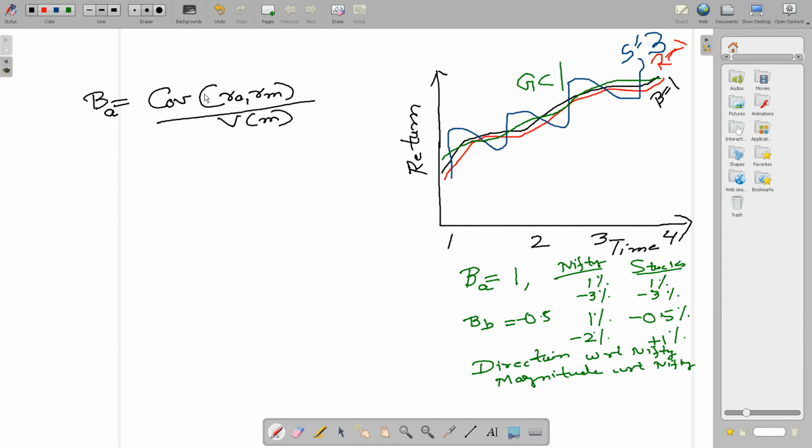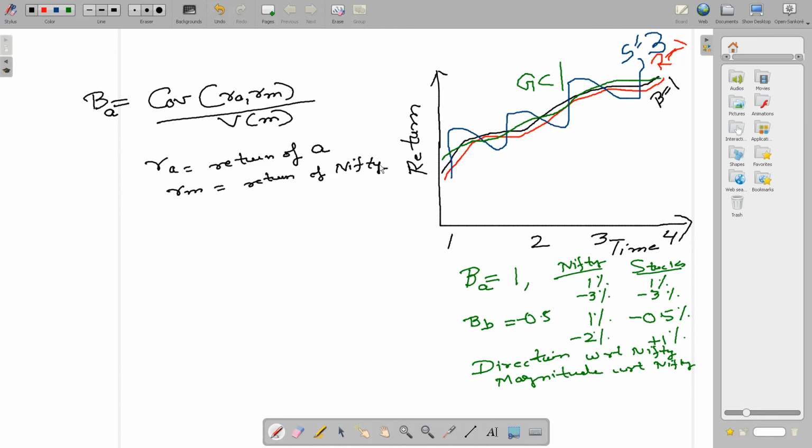The covariance is nothing but a form of correlation wherein it shows the movement of a particular stock with respect to the movement of the market. So here it also shows the direction of the movement of the stock with respect to the market and the magnitude of the movement of the stock with respect to the market. Here RA is equal to the return of security A, RM is equal to the return of the market, and for our purpose it is Nifty.